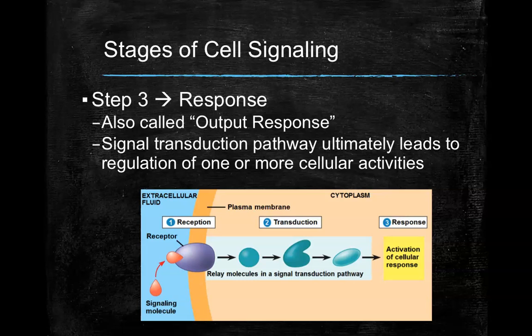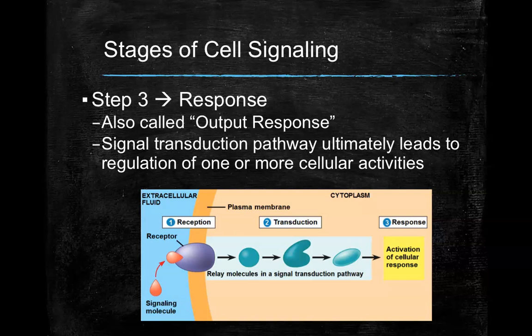So at the end of the day, all of these different options of receptors, of signaling molecules, of transduction pathways is there to get us a response, okay, or an output response, right? Signaling molecule would be your input, the response would be the output. And those responses are something that we're trying to regulate in our cells, okay?